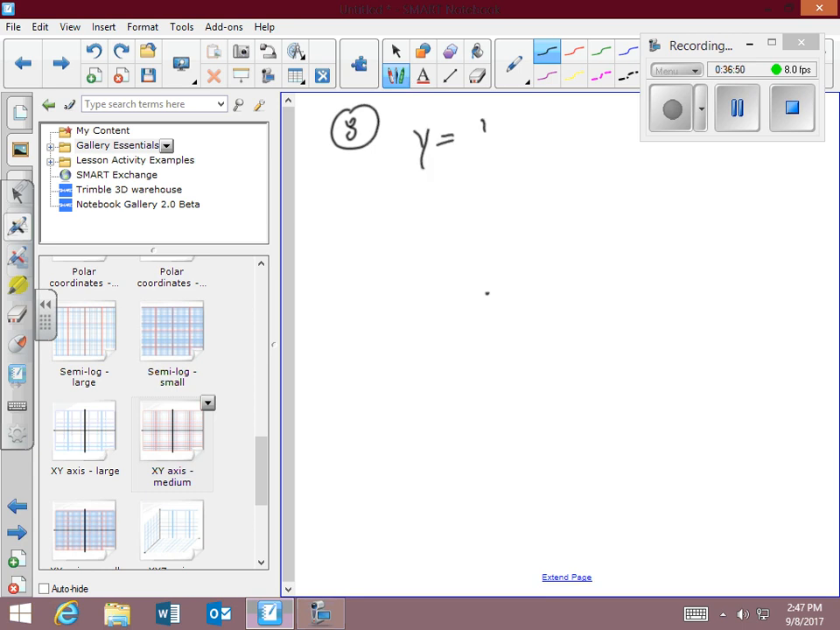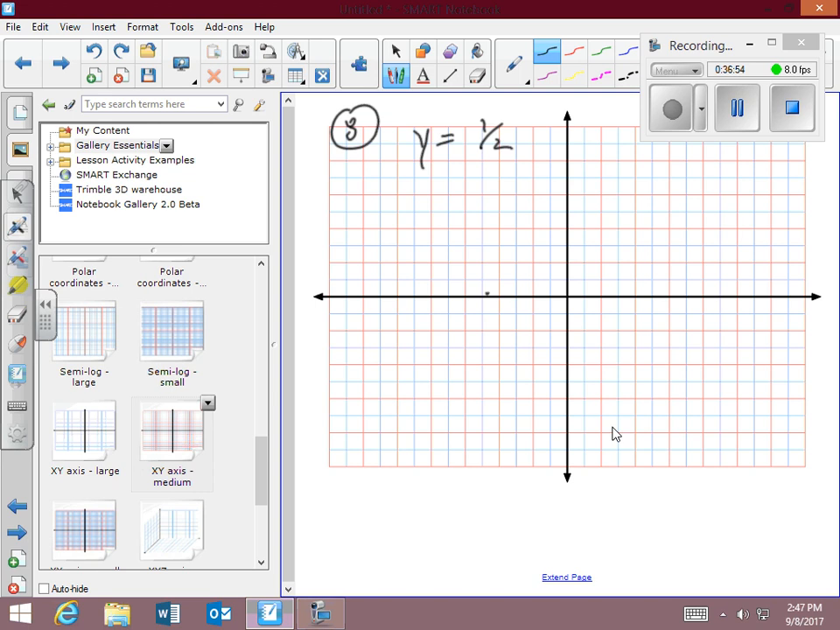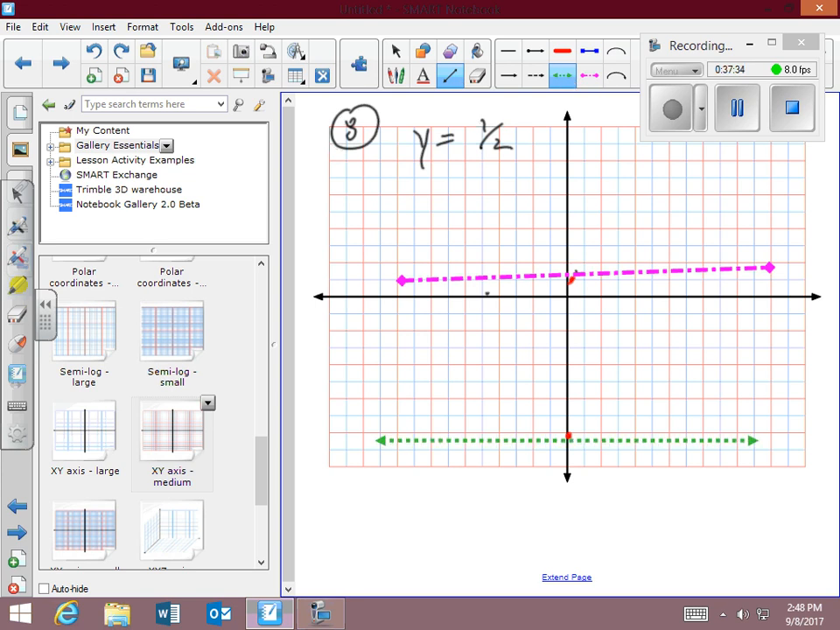Y equals 1/2. What kind of a line is that? It's a horizontal line, right? This is 1/2. It's a line that comes through here like this. Correct? Okay, y equals minus 4. What kind of a line is that? It's horizontal, it goes through there, right? So, is line y equal 1/2 perpendicular to the line y equal minus 4? No. What are they? Parallel.